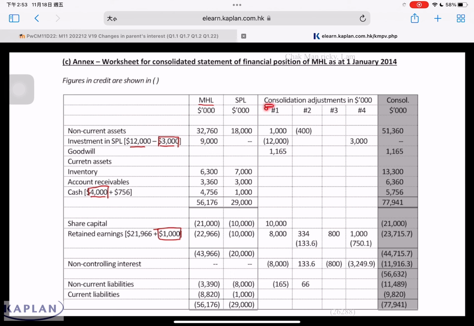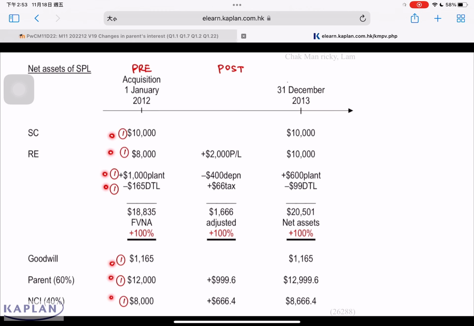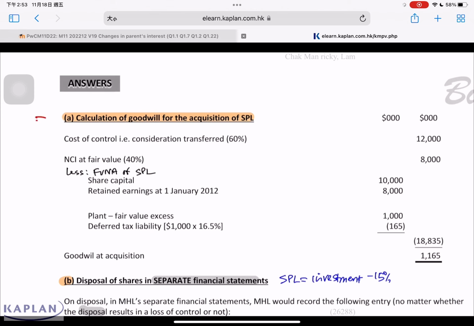Now look at adjustment entry 1, adjustment entry 2, adjustment entry 3. These are the easy ones. We have all the figures ready. The first adjustment entry at the acquisition date. All these figures will be used to calculate goodwill. This entry number 1. What's my entry number 1? Calculating goodwill.